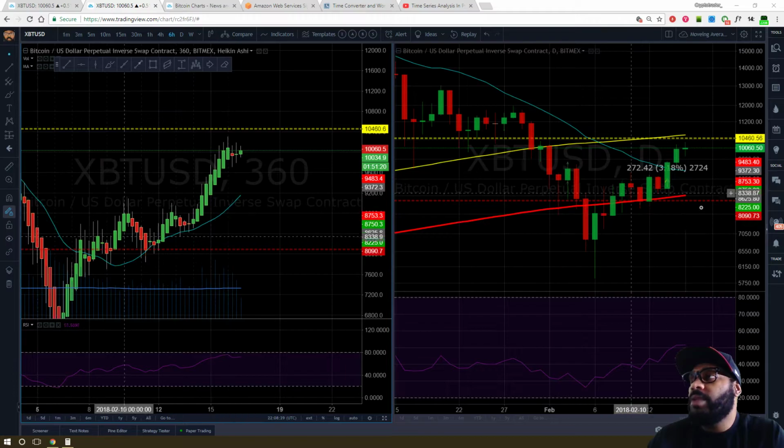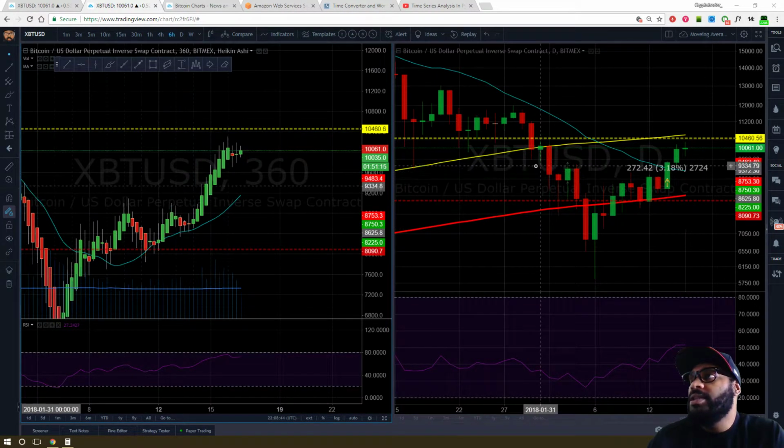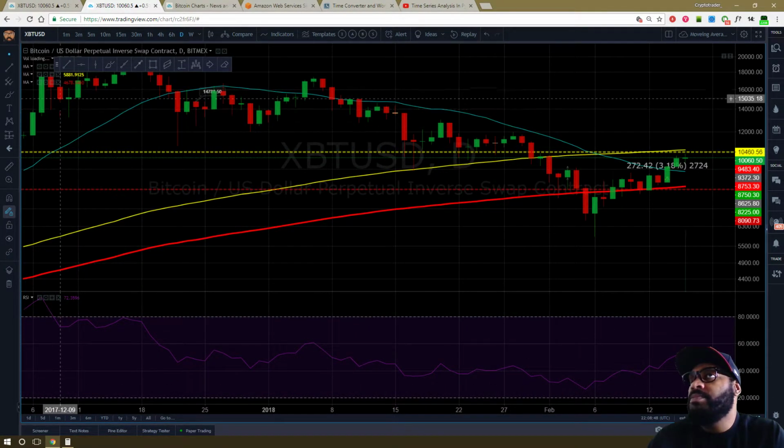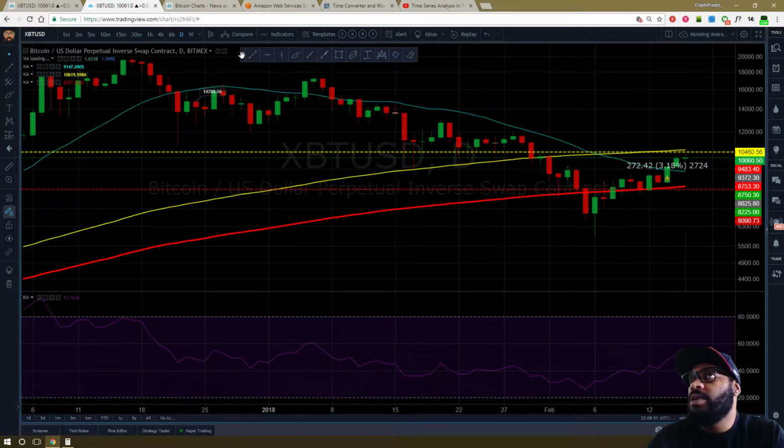I drew these two moving average lines the other day. This is a daily chart, so I'm gonna blow this up. The RSI is at the bottom. This is just your run-of-the-mill moving averages. The red one here is the 200-day, and the yellow one is a 128-day moving average. And we're gonna run into resistance when we hit the 200-day.